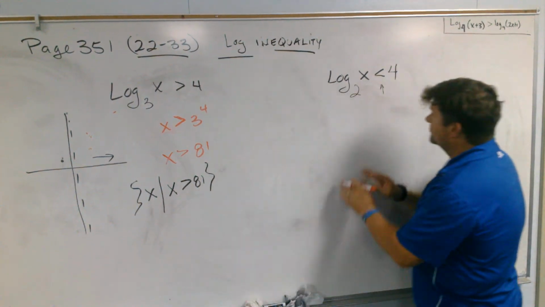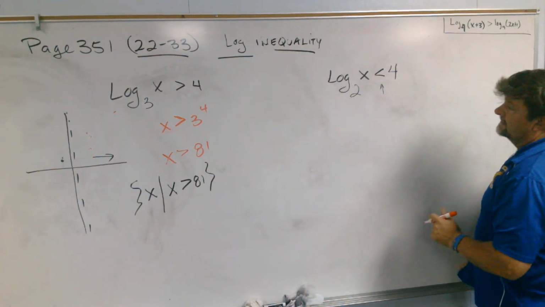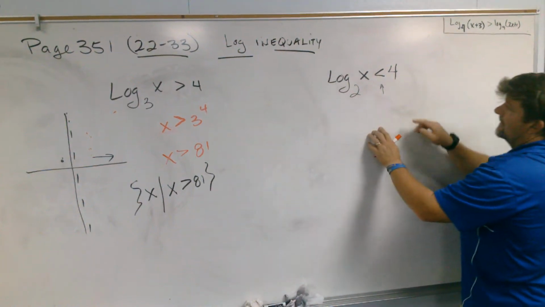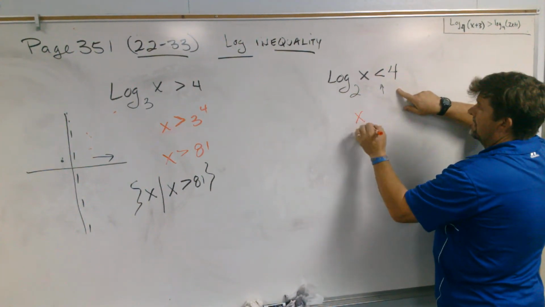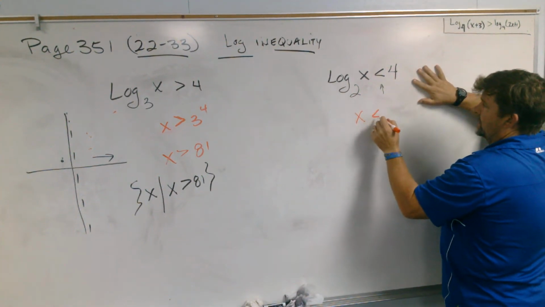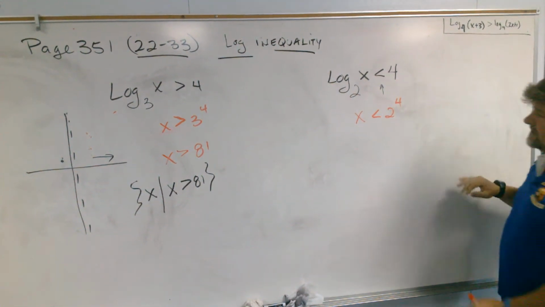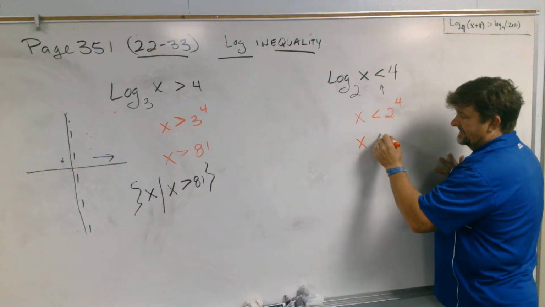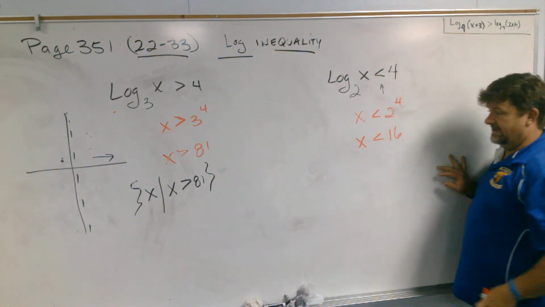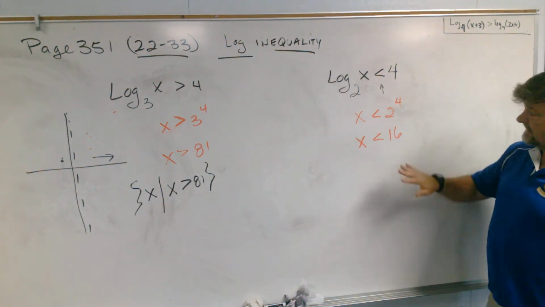Now, this one, let's tackle it the way we just tackled it right here. We're going to keep the X over here, switch these two, and we get 2 to the 4th power. So we're all set up there. Now we get X is less than 16. Cool. Easy way to do it.